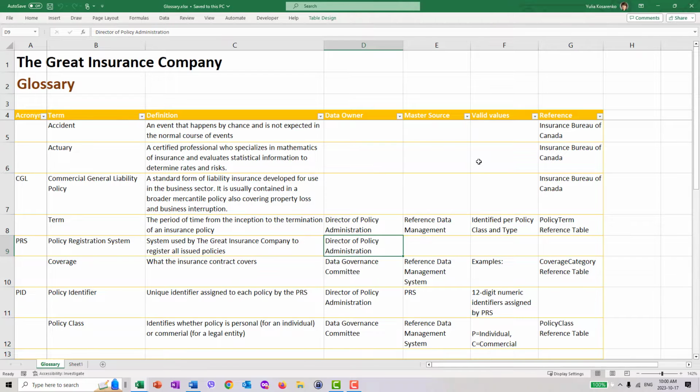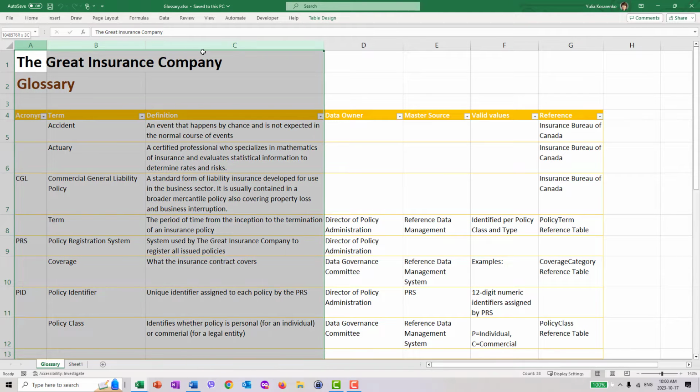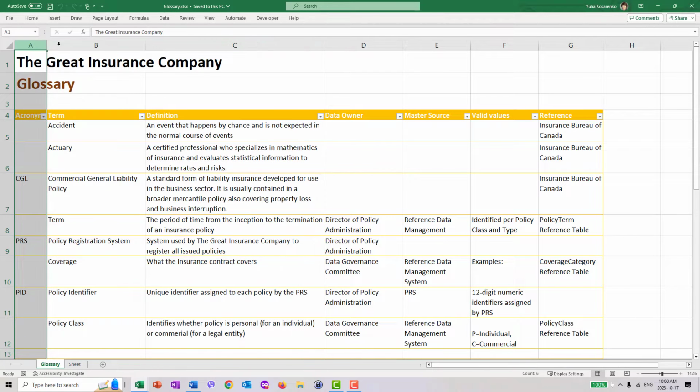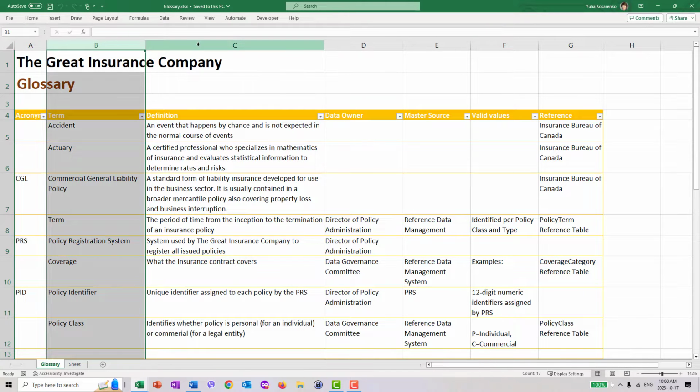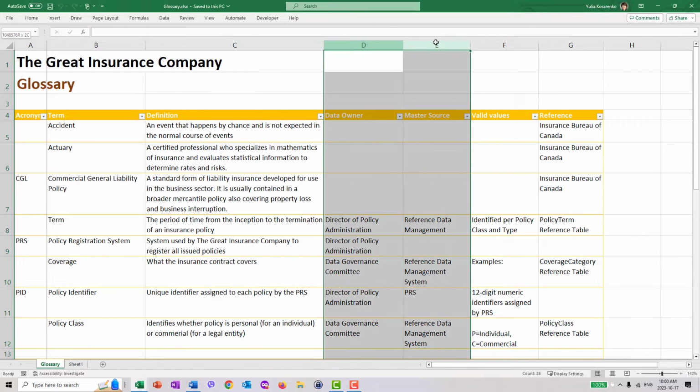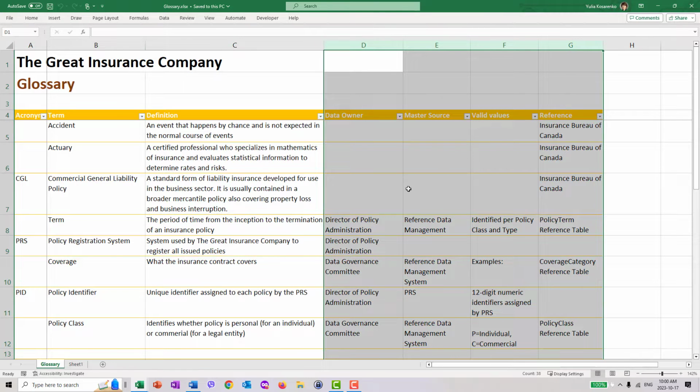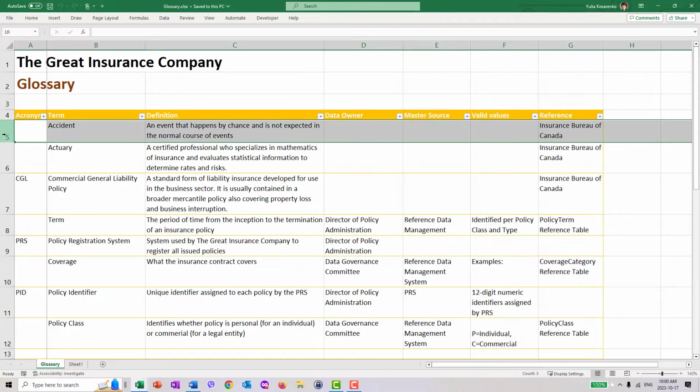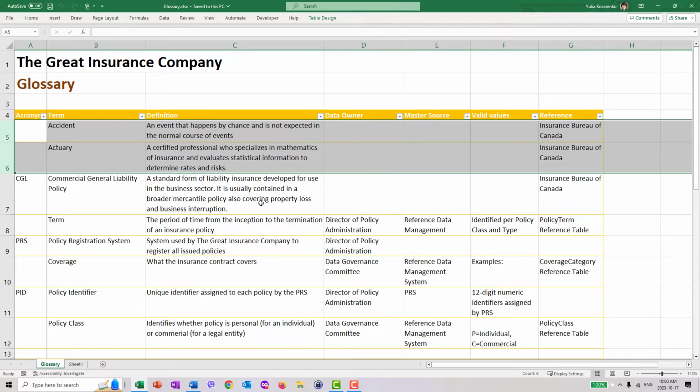What I have here is a starter of a glossary for my hypothetical company, which I call the Great Insurance Company. For this glossary, I've selected several columns. A, B, and C are the minimum that you would want to see in any glossary. The ones that capture the acronym, the term itself, and the definition. And as we talk through the rest of the columns, I'll explain when you might want to use them as well. So for starters, I captured a couple of standard insurance terms, such as accident and actuary.